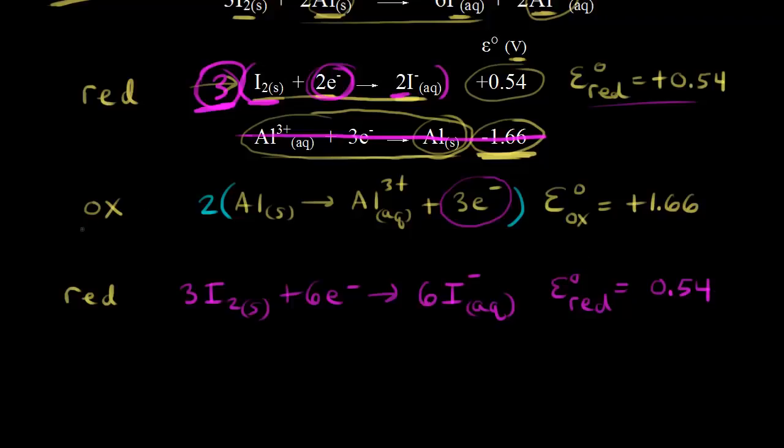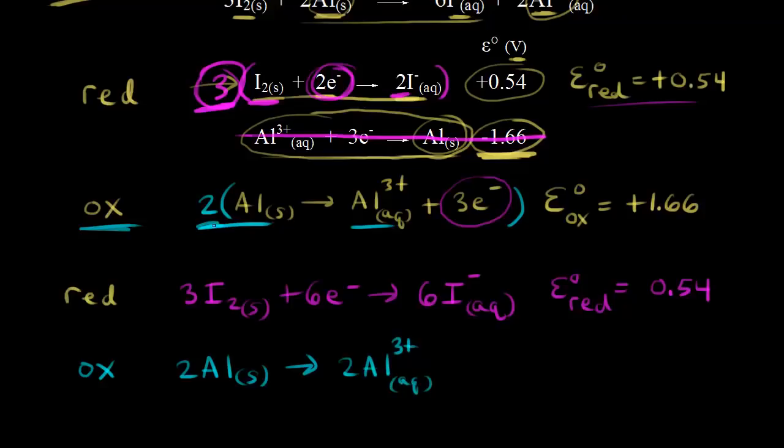Next, we need to multiply our oxidation half reaction by 2. So we have 2Al, so 2 aluminum. And then we'd have 2Al3+, and then 2 times 3 gives us 6 electrons. So now we have our 6 electrons. And once again, we do not multiply our standard oxidation potential by 2, so we leave that. So the standard oxidation potential is still positive 1.66 volts.